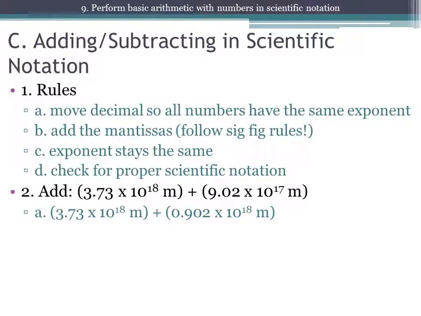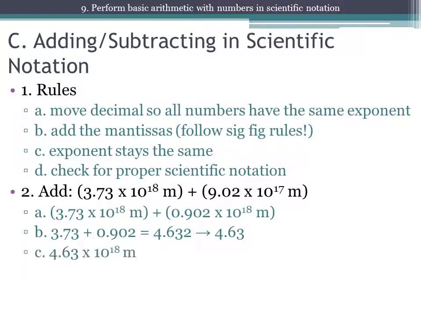So now I'm going to add 3.73, the mantissa for the first number, to 0.902, the mantissa for the second number. And your calculator is going to tell you 4.632. But remembering your sig fig rules, we only have a sig fig to the second decimal place, or you might call it the hundredths place. It's really not the hundredths because this is 3.73 times 10 to the 18th. It would actually be way more than the hundredths place, but we can think of it that way. So I'll round it to two decimal places, in this case 4.63. The exponent then stays the same. I changed both the exponents to 10 to the 18th, so this will be 4.63 times 10 to the 18th.